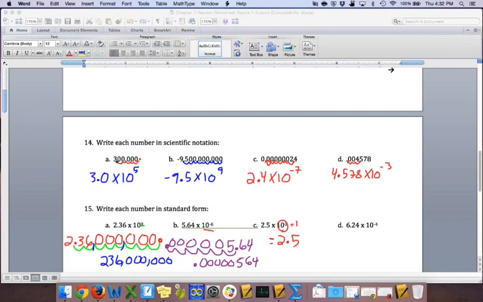Last one off to the right here, another negative exponent type thing. So make room off to the left. So put your numbers on the right first. Move over 4 places. 1, 2, 3, 4. Fill in the gaps. Rewrite your decimal point. Final answer, 0.000624.